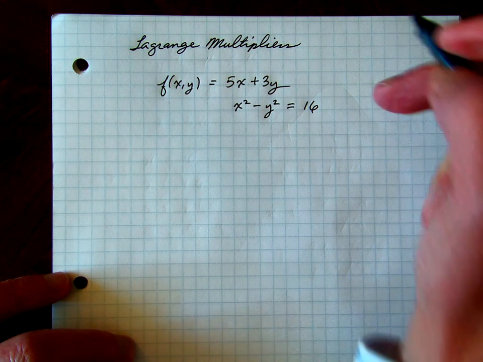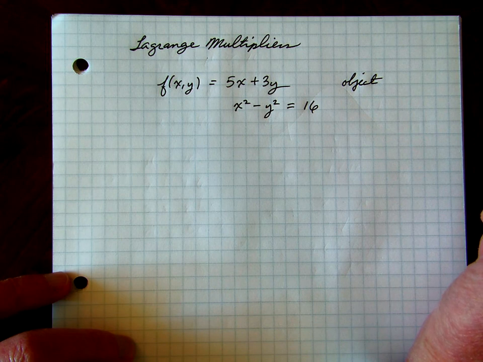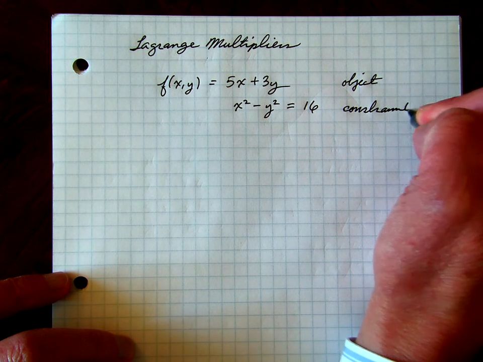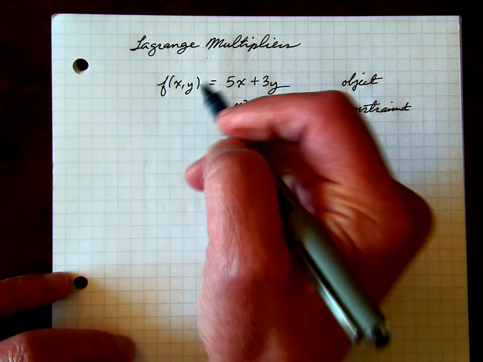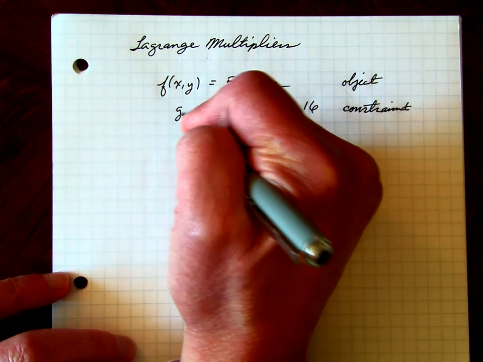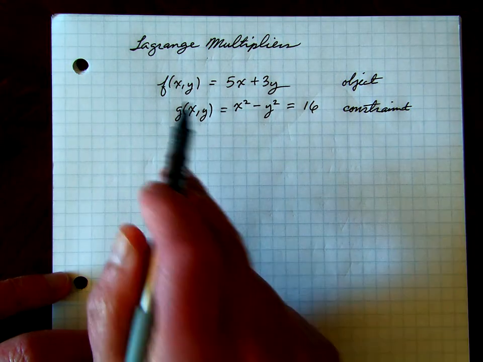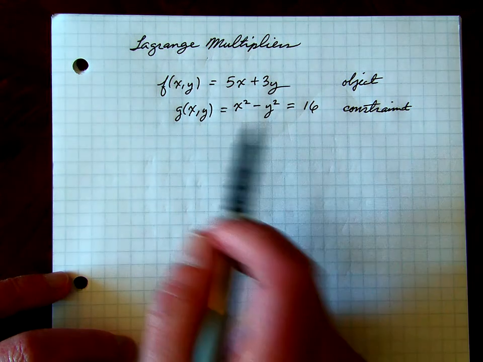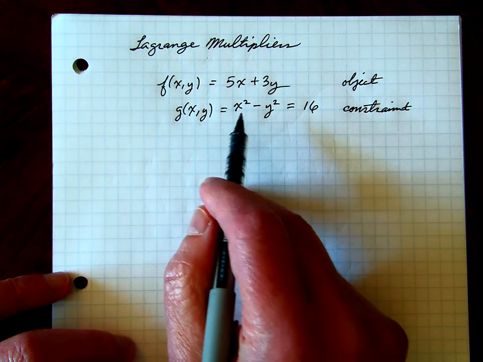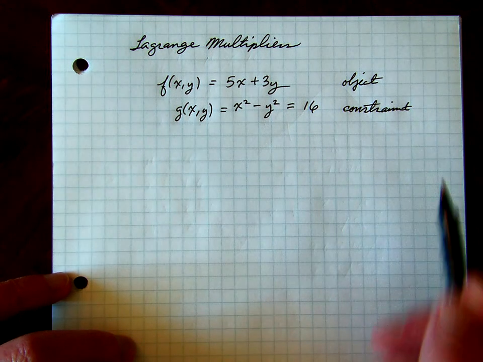That's our condition. This guy up here is the object function we're trying to maximize or minimize, and this guy right here is the constraint. You'll notice that I have the constraint written equal to a constant, which is exactly what I want, and I'm going to give them names. I have my object, 5x plus 3y, called f, and I have my constraint, x squared minus y squared equals 16, a hyperbola, which I'm calling g.